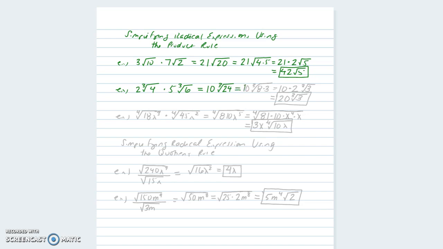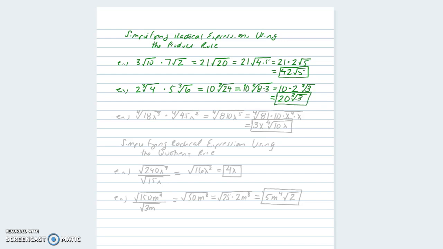Perfect. So 8 is a perfect cube. So now we have 10 times 2, and the 3 stays inside the radical. Well, 10 times 2 will give us 20. So now we have 20 cube root of 3. And that is our final answer there. So now for the last example.